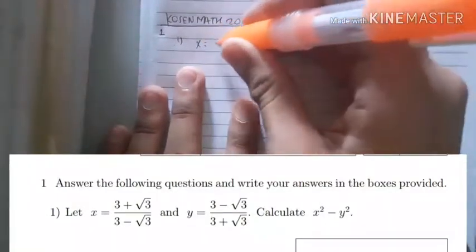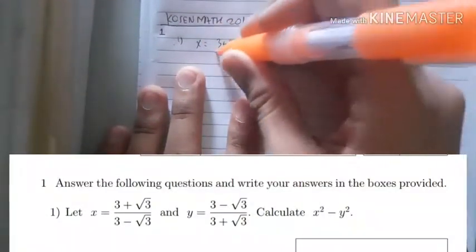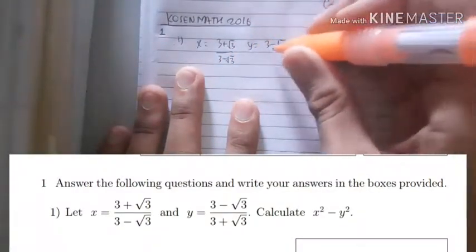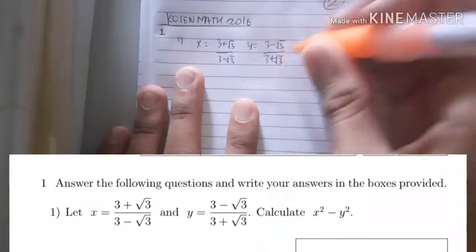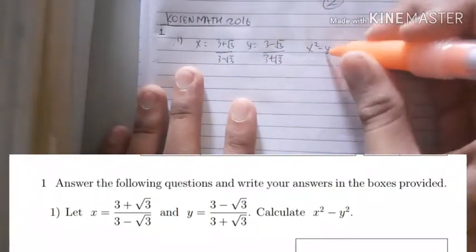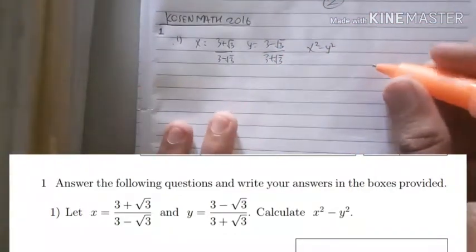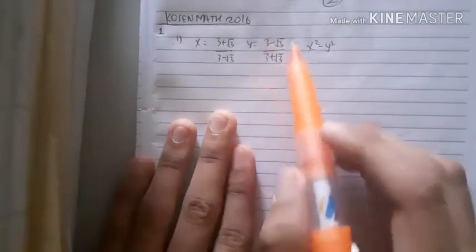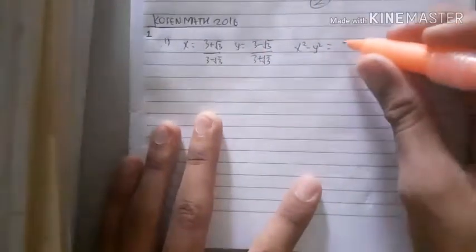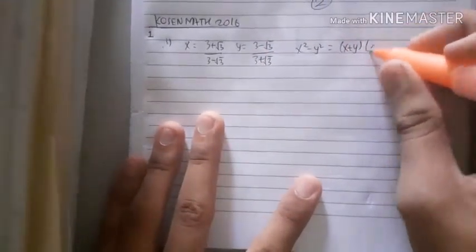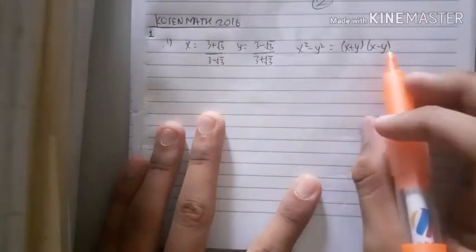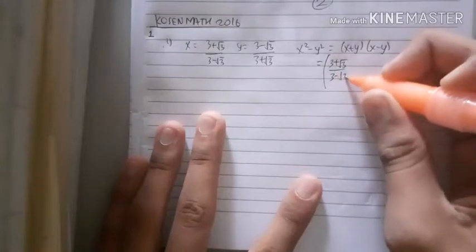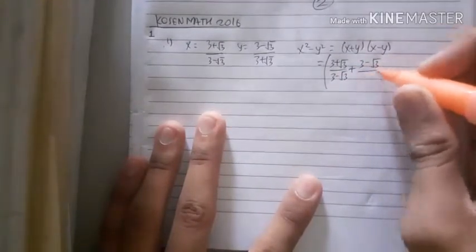They say let x equals (3 plus root 3) over (3 minus root 3) and y equals (3 minus root 3) over (3 plus root 3), and we calculate x squared minus y squared. Now we can just directly square it and then subtract the square of the other, but let's do it in the algebraic way where you factor it into x plus y and x minus y. So because x is that, we just directly add it with the y.